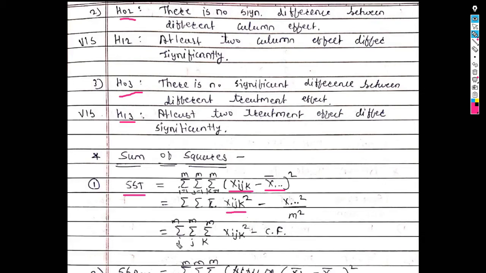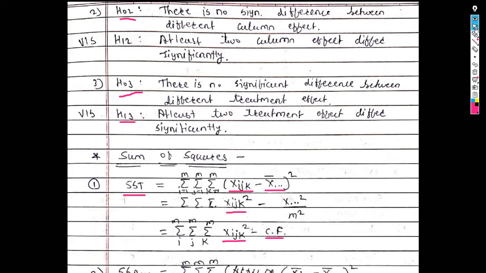So total sum of squares can be written as summation xijk square minus correction factor. When we solve an example for Latin square design, instead of using the earlier formula to find SST, we use this simple formula to calculate total sum of squares.